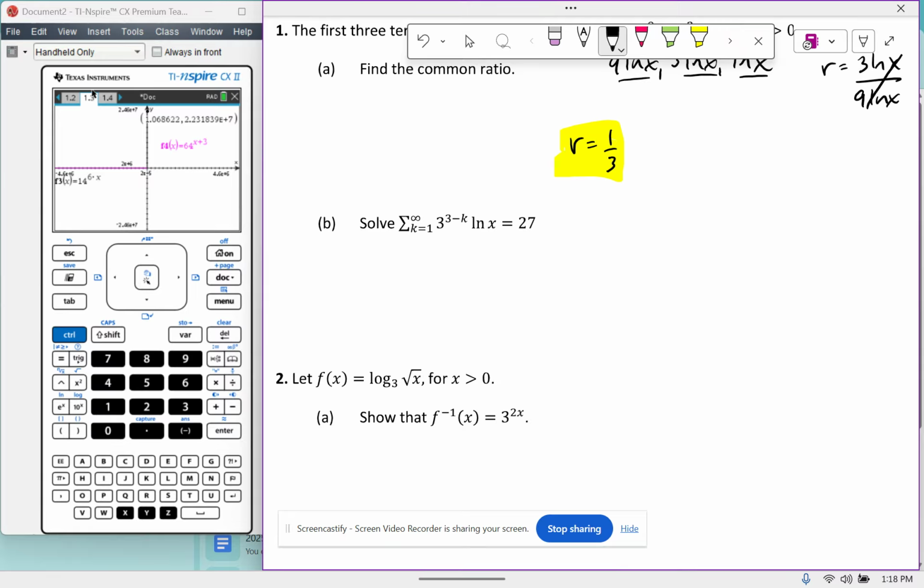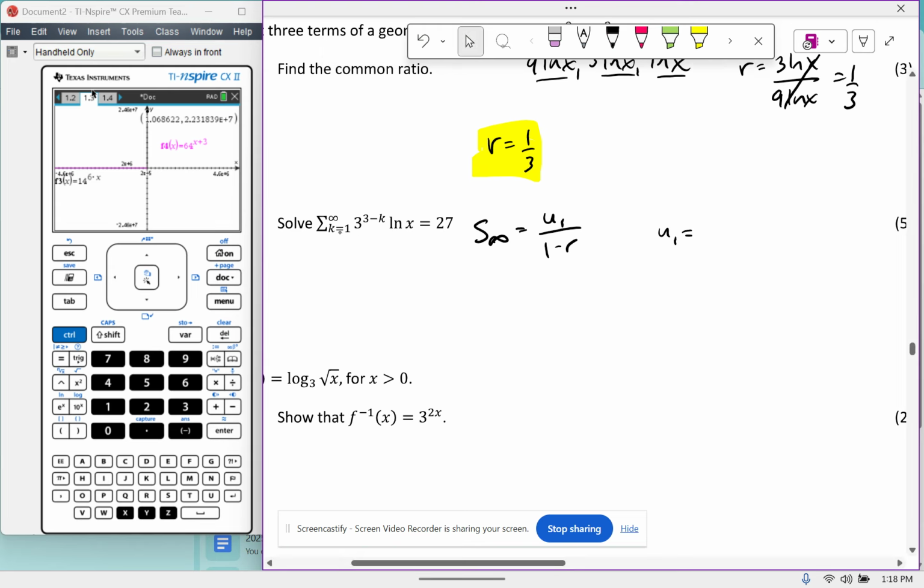Okay, let's look and see if we can find the first term. Let's just find the first term. Can we all agree? Yeah. All right, let's find the first term. Okay, it says the first term happens when I plug a 1 in for k.